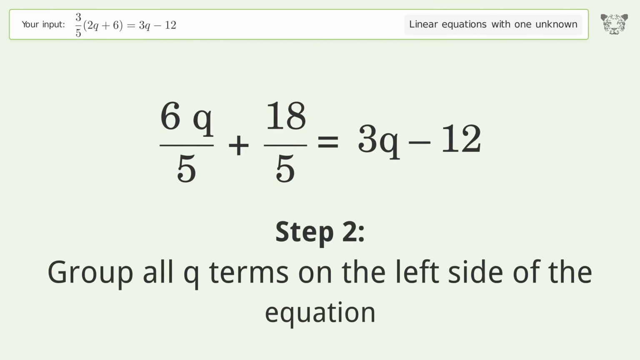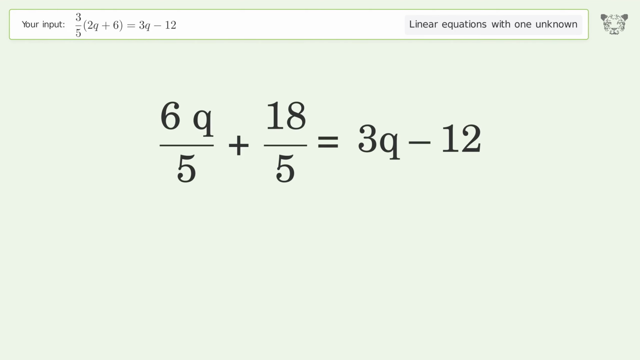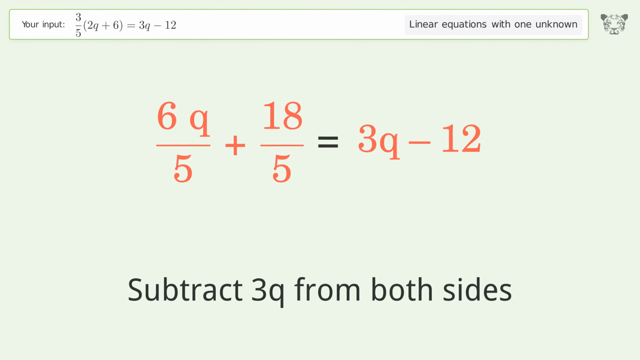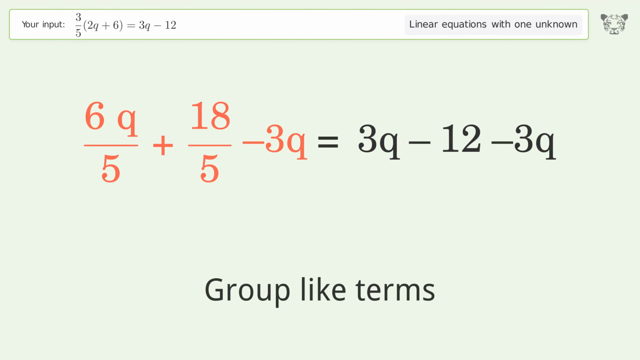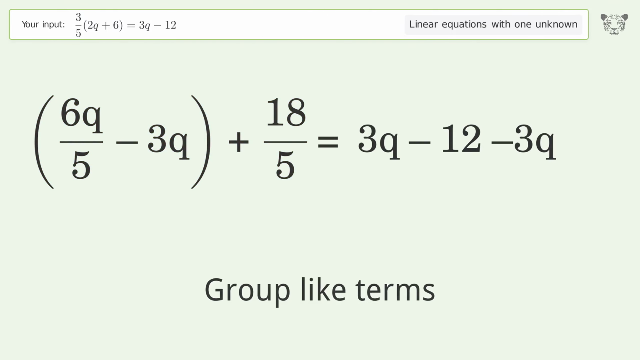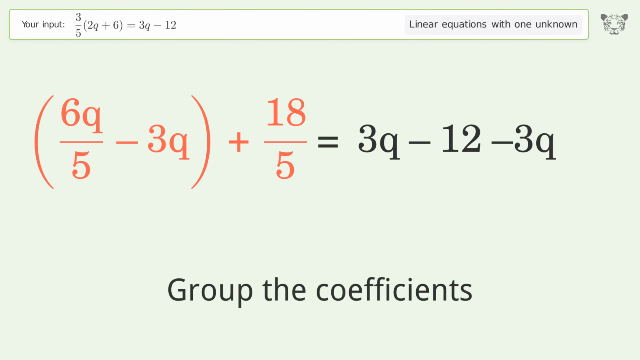Group all q terms on the left side of the equation. Subtract 3q from both sides. Group like terms. Group the coefficients.